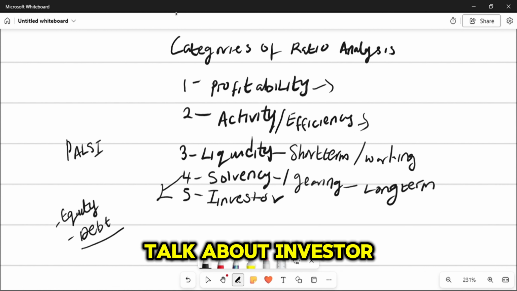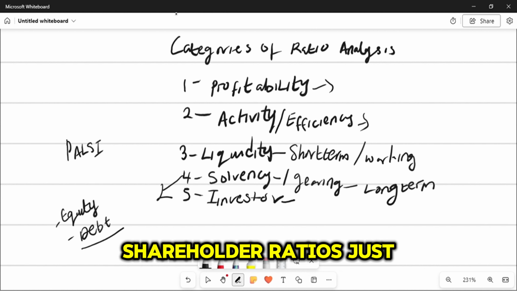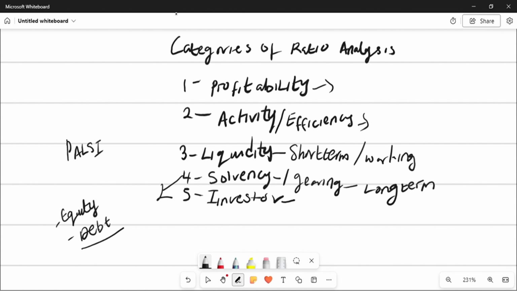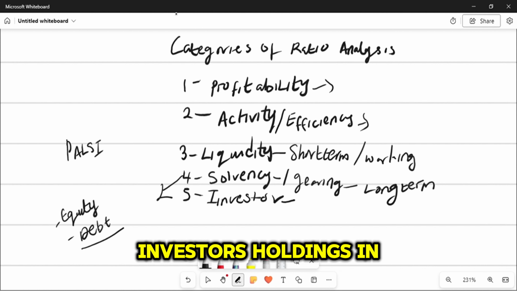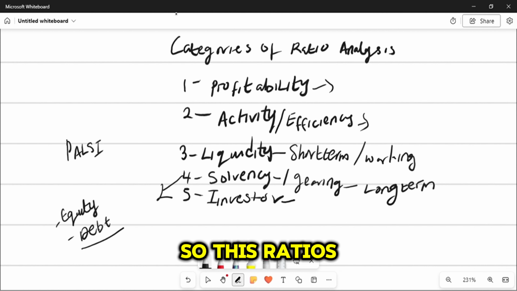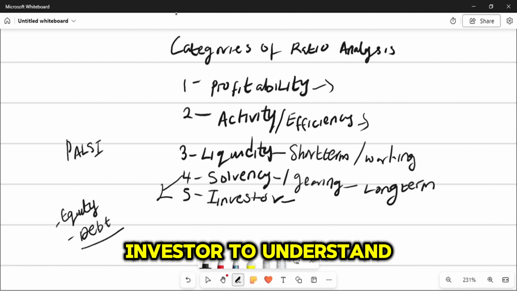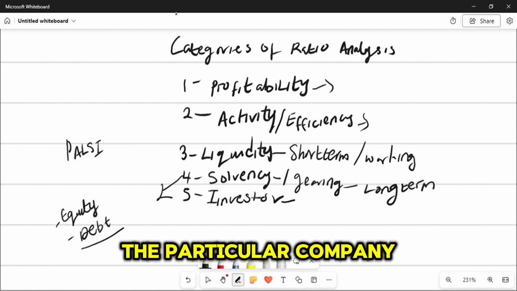And then when we talk about investor ratios or investment shareholder ratios, this talks about the ratios that an investor will want to know before they invest. So it talks about the investors' holdings in a company. These ratios basically help the investor to understand if they should invest in a particular company or not.